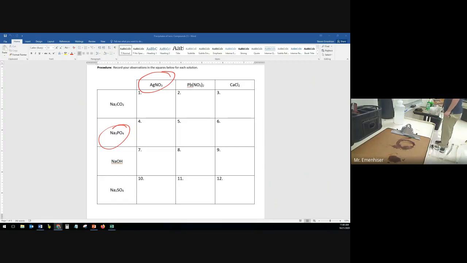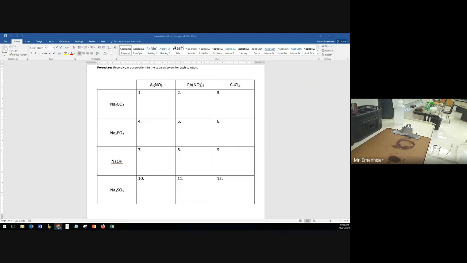Let's pour these together so I can make them all solid. And I'll let that water evaporate and see if we can get something to precipitate. But what we would expect to see would be Ag3PO4, which I think would be solid. So we should see a solid in there.